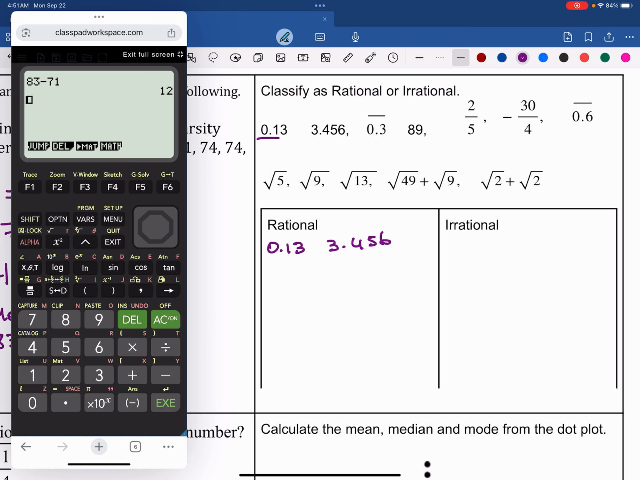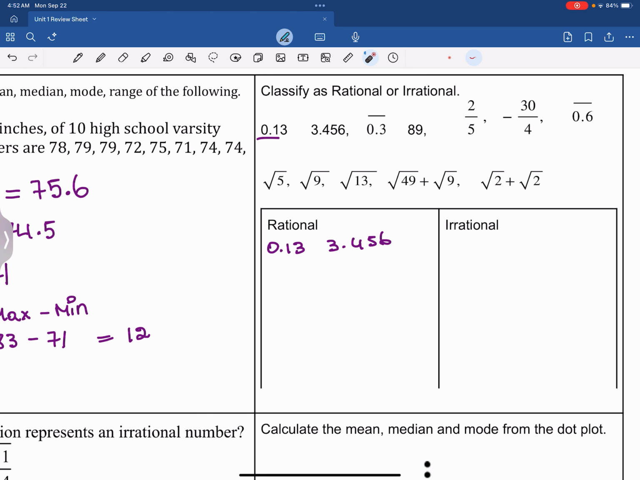Then we have 0.3 with this line on top, right? So remember, when we have a line on top, that just means that this 0.3 is going on forever, or 3 is being repeated. And since it's being repeated in a nice pattern, then 0.3 repeating would be rational. 89 is a nice whole number, so that would be rational.